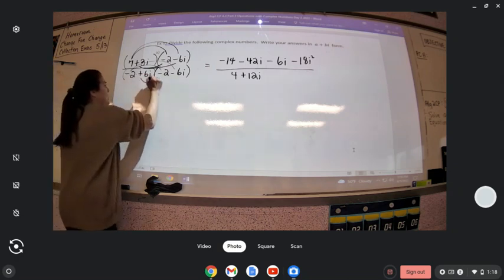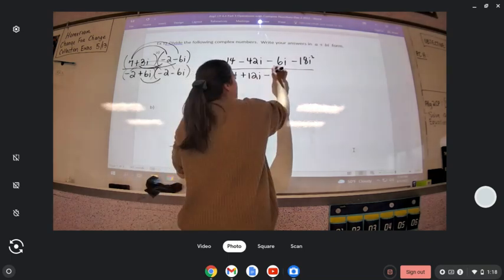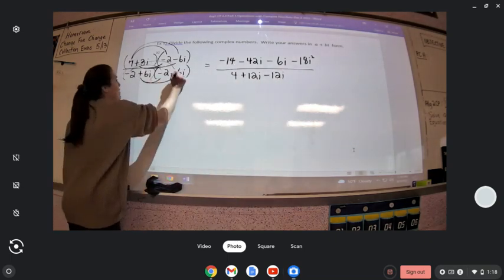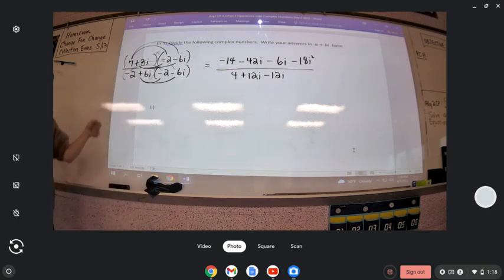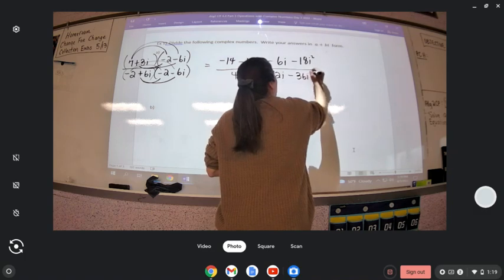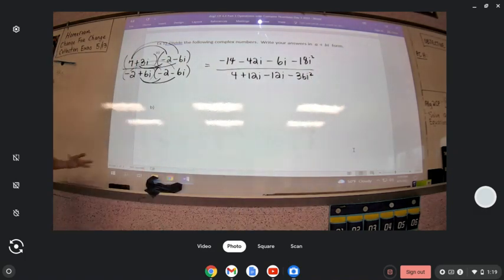All right, what's positive 6i times negative 2? There it is, negative 12i. And then last, what's positive 6i times negative 6i? Awesome. All right, so hard part's over. Let's go back to the top. The top ain't going to be pretty. Let's figure out who we got.